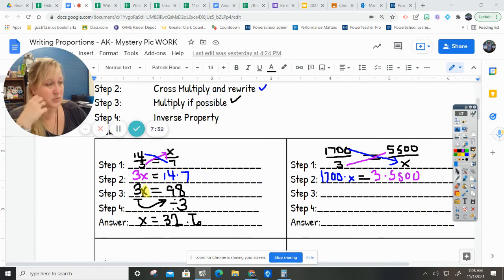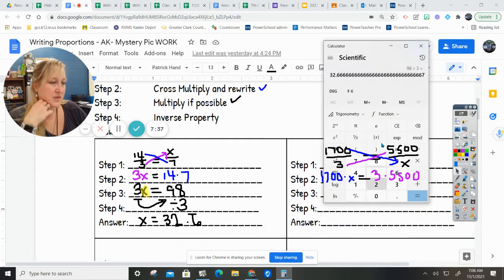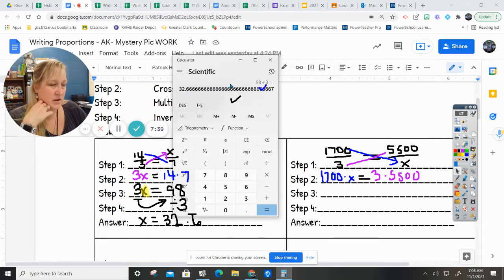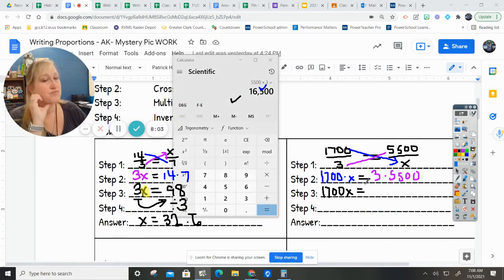Step three says multiply if possible. So use your calculator. And 1700 times X is just going to get rewritten because I can't really multiply it. I don't know what X is. So I'm going to rewrite 1700X equals whatever 5,500 times three is. So 5,500 times three equals 16,500.